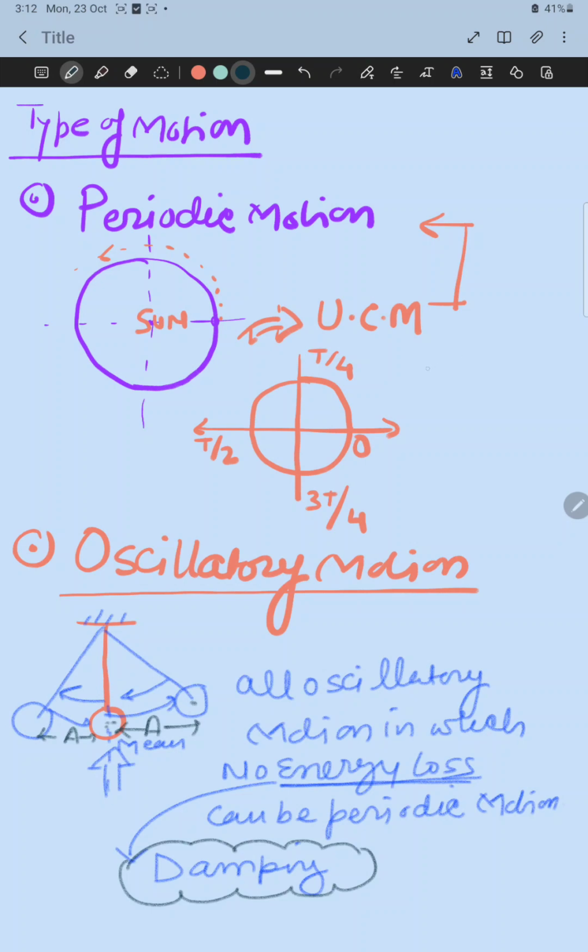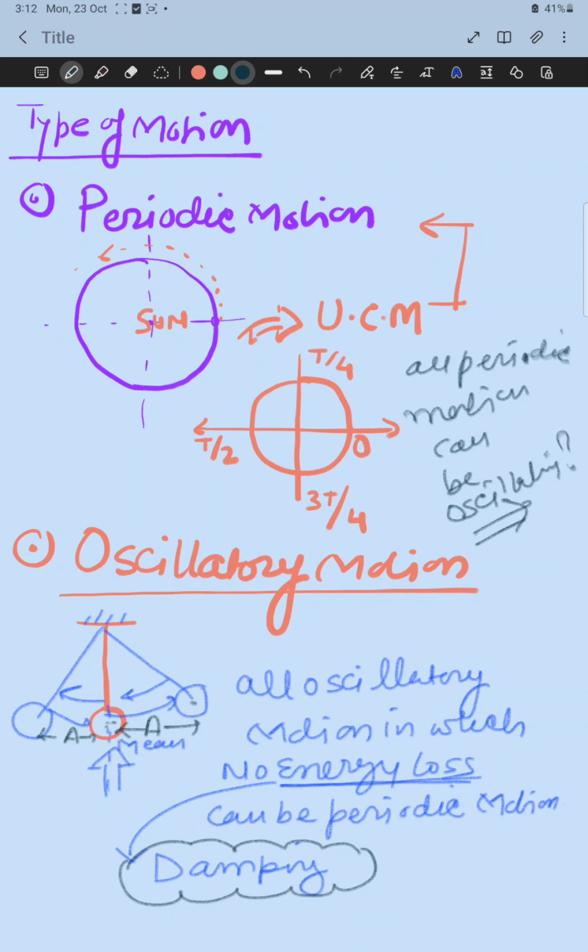So this is a question: can all periodic motion be oscillatory? Kindly comment and answer this question. Yes, all oscillatory motion can be periodic under this situation, so you had better remember this situation. I thought this part is very clear to everyone.